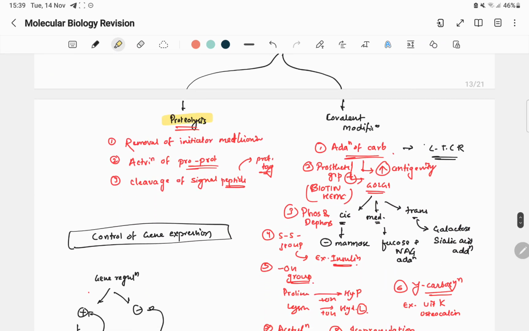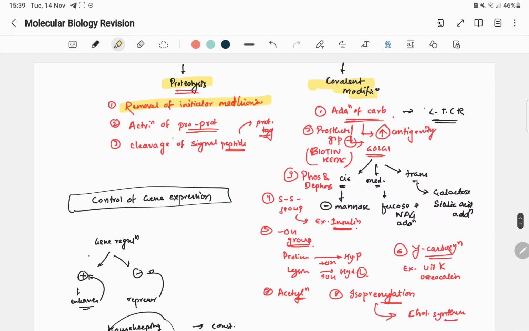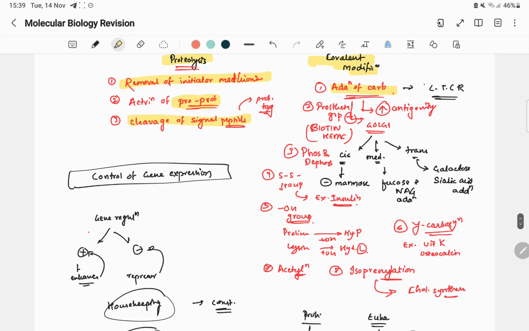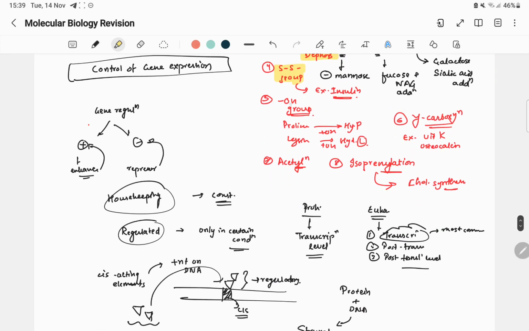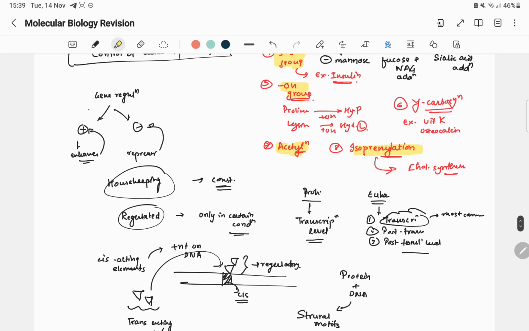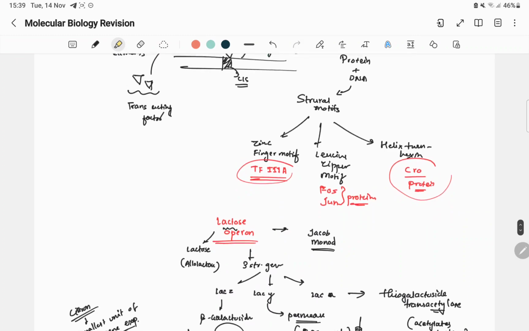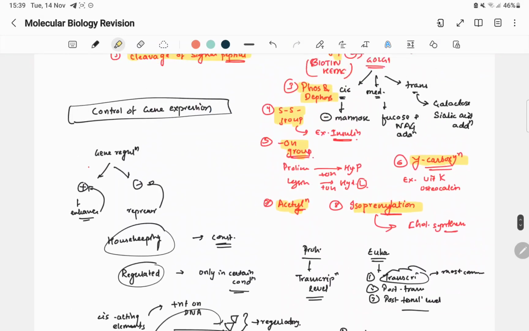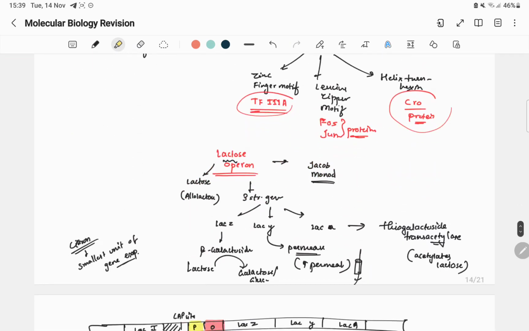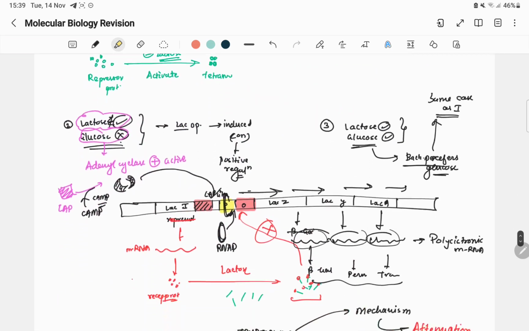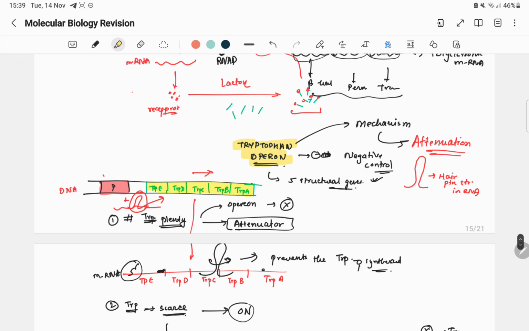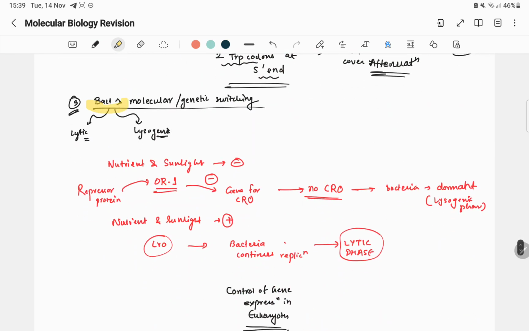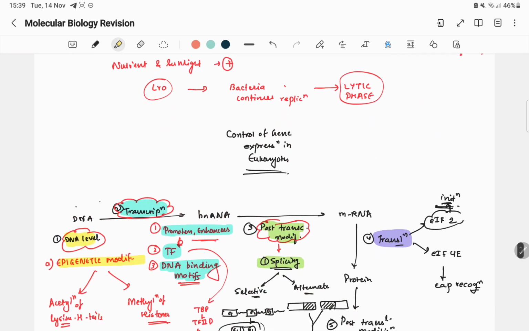Post-translational modification, we discussed proteolysis and covalent. Proteolysis is removal of the initiator methionine, pro-protein activation, and cleavage of the signal peptide. And covalent, we have addition of carbohydrates, prosthetic group addition, phosphorylation, dephosphorylation, disulfide bond formation, OH group addition, acetylation, isoprenylation, and gamma carboxylation. Then we discussed control of gene expression in prokaryotes and eukaryotes. About the lactose operon we discussed, the effects in the presence and absence of lactose. Then we discussed the tryptophan operon also, in which the mechanism is attenuation, and the bacterial molecular switching in bacteriophage lambda I told a little bit.